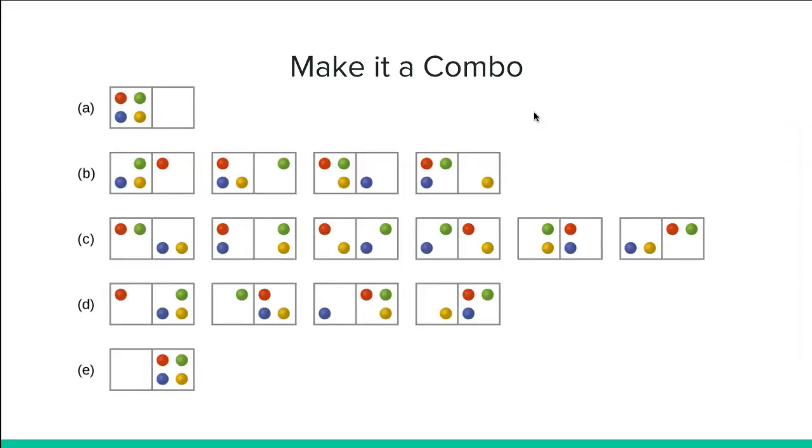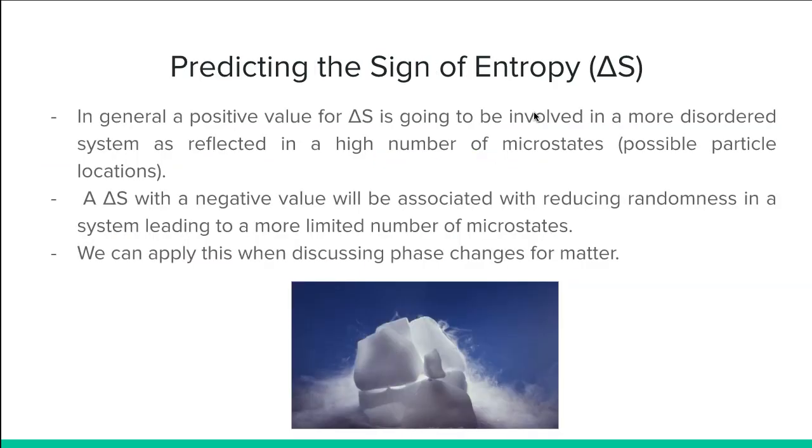All right, so coming back to the lecture slides here, just to wrap it up. Predicting the sign of entropy is also something that we want to have a good grasp on. In general, we associate a positive value for delta S with a more disordered system, reflected by a higher number of microstates or possible particle locations. So when delta S is positive, that is an increase in entropy, and therefore the system will be more disordered, as we saw with the statistical model.